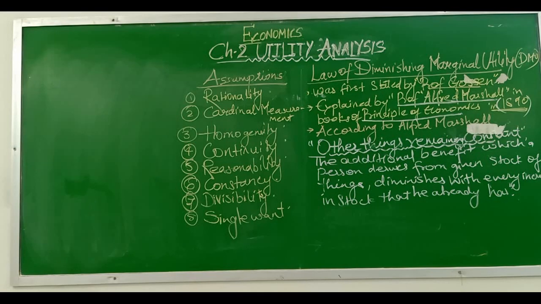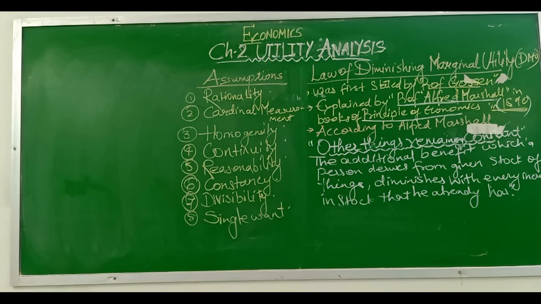Reasonability. The unit of commodity consumed should be a standard and normal size. They should neither be too big nor too small. For example, a cup of tea, a glass of water, etc. Constancy. Income, taste, habit, liking, etc. of a consumer and the price of commodity remain constant throughout the period of consumption. It also assumes that MU of each unit of money remains constant.